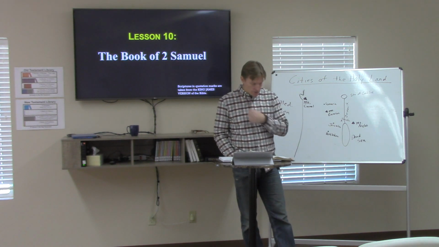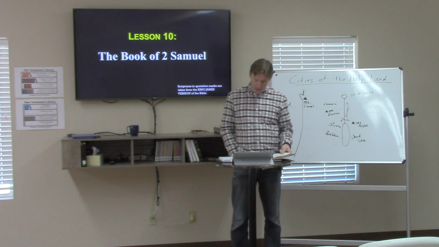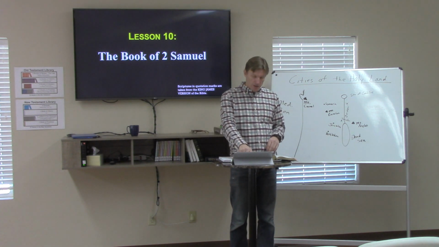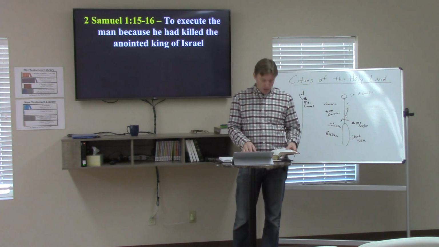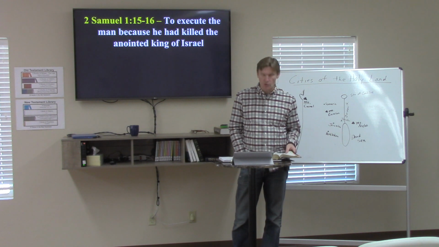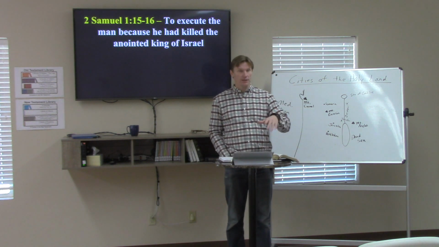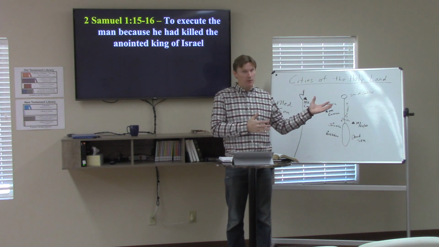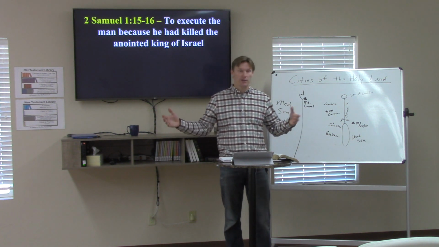Then David took hold of his clothes and tore them, and so did all the other men. And then we read down in 2 Samuel verses 15 and 16. Of course, David knew the story didn't add up, and he said, "How is it that you were not afraid to destroy the Lord's anointed, the king?" And so he looked at this Amalekite, and this Amalekite apparently was thinking, hey, David's been fighting against my people. My people have come and ransacked all of his things and kidnapped his wives, and he's recovered them.